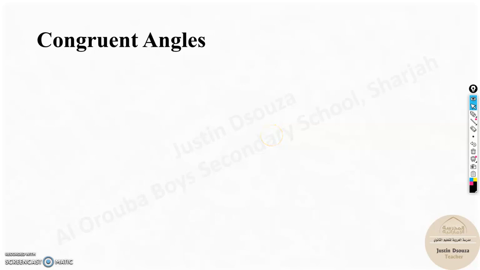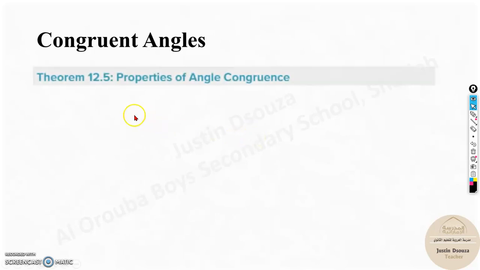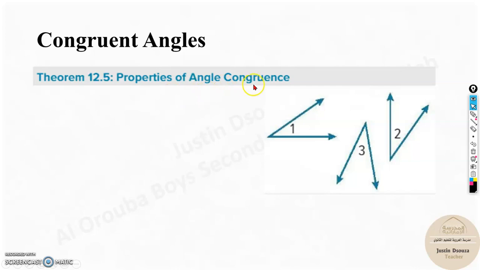Now we will learn about congruent angles. Before we start with the problems, we will go through a few of the theorems. Over here, we have a few properties of angle congruency. So this is measure of angle 1, 2, and 3. These are three separate angles.